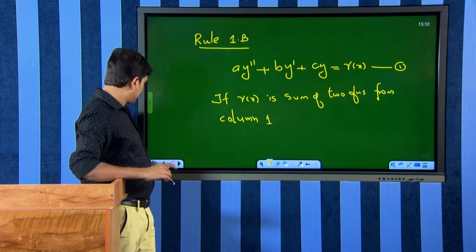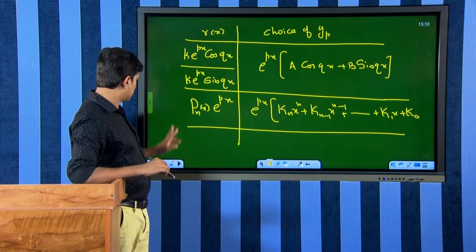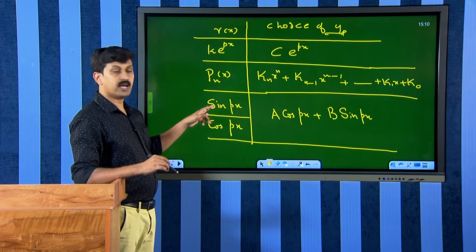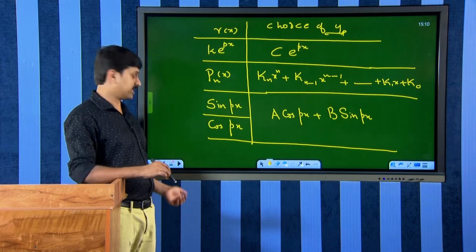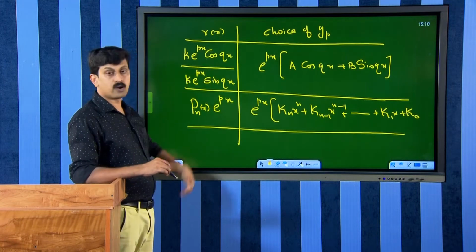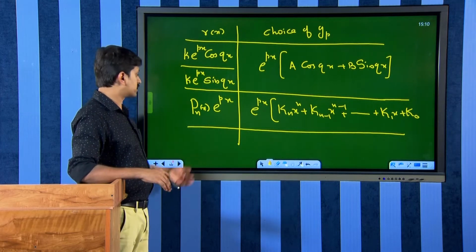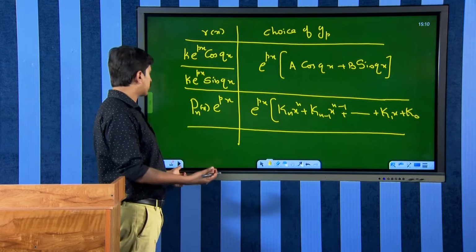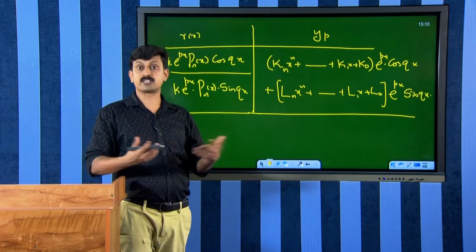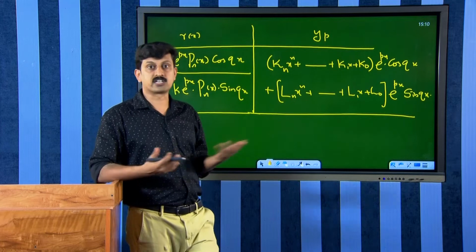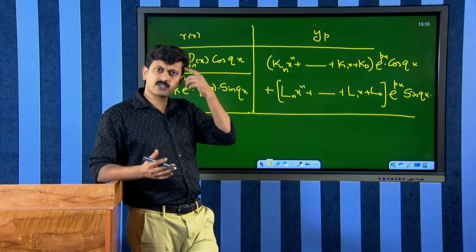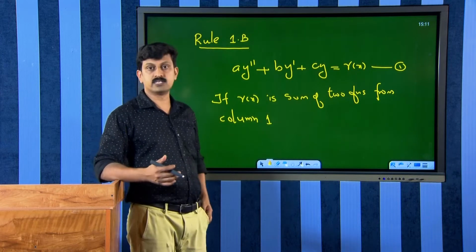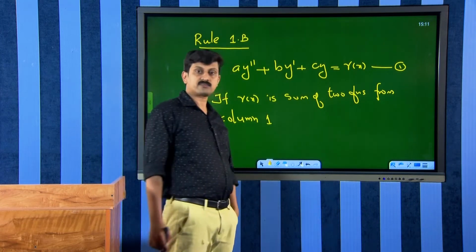This is column 1, that is the choice of r of x: k raised to px, pn of x, sin px, cos px, and we can have combinations of exponential and trigonometric functions, maybe a combination of polynomial and exponential functions, maybe a combination of exponential, polynomial and trigonometric functions. If any such choices are there, no problem, but among those choices, their sum is this r of x.